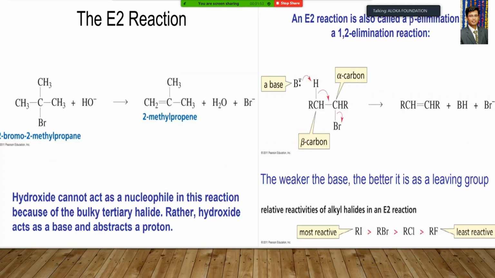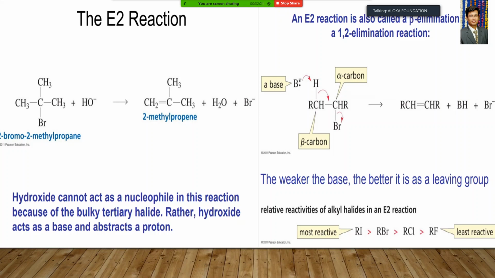Now let's go for the E2 mechanism. So what is this E2 mechanism? E2 is similar to your SN2 mechanism. It depends upon both the concentration of your base as well as the substrate. Let us take an example of 2-bromo 2-methyl propane to give 2-methyl propene.